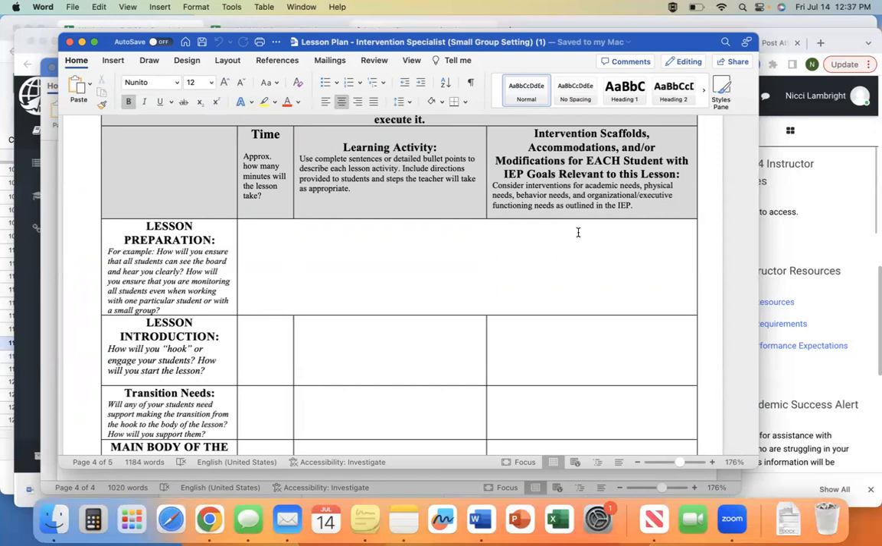So base it on the students that you're coming up with, either real students or your hypothetical students at the beginning. Choose 2 or 3 students that have IEPs and think about what those students might need.